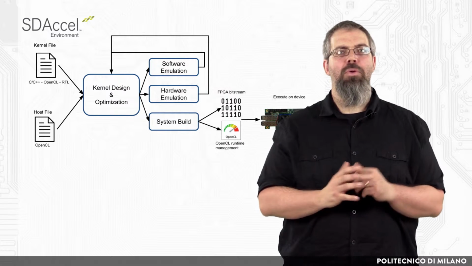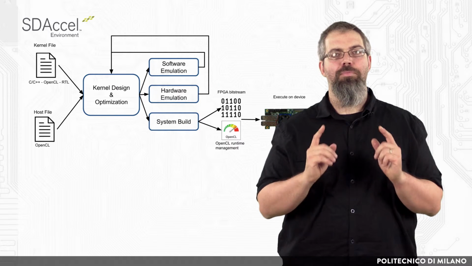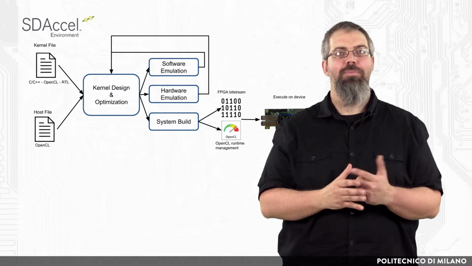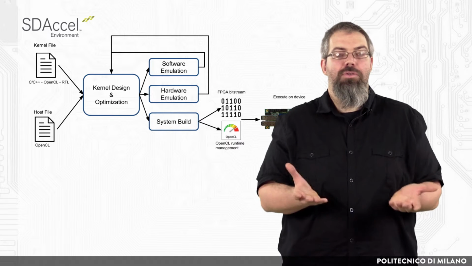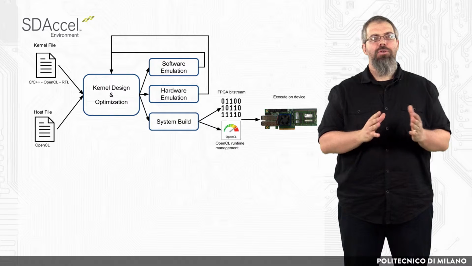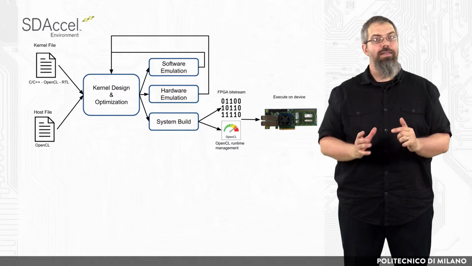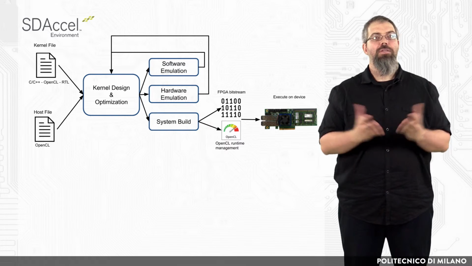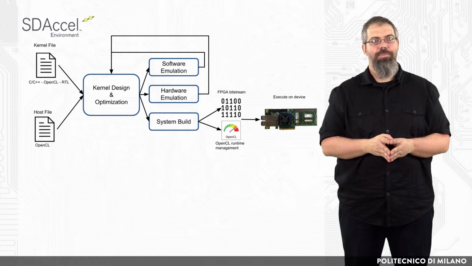During this emulation, both the host and the kernel code are compiled to run on an x86 processor and are executed as a normal program. While this first emulation ensures the functional correctness of the kernel codes we are providing, it does not ensure correctness of the FPGA execution target.